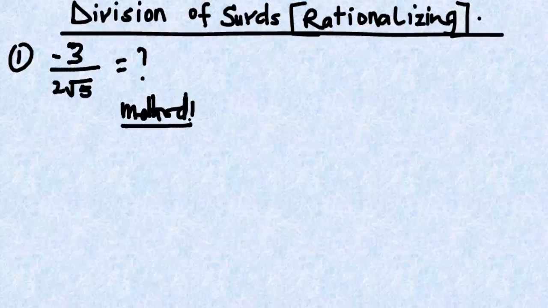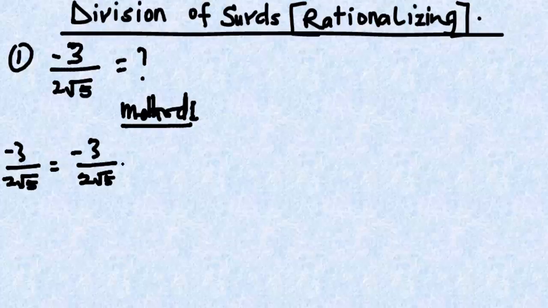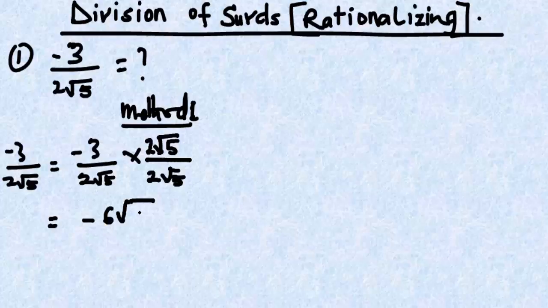First one, method 1. We have negative 3 over 2 root 5. Now we are rationalizing the denominator, so multiply the numerator and the denominator by 2 root 5, that is the surd. Now multiplication of surds: negative 3 times 2 gives us negative 6 root 5. Then 2 times 2 gives us 4, then root 5 times root 5 gives us 5.